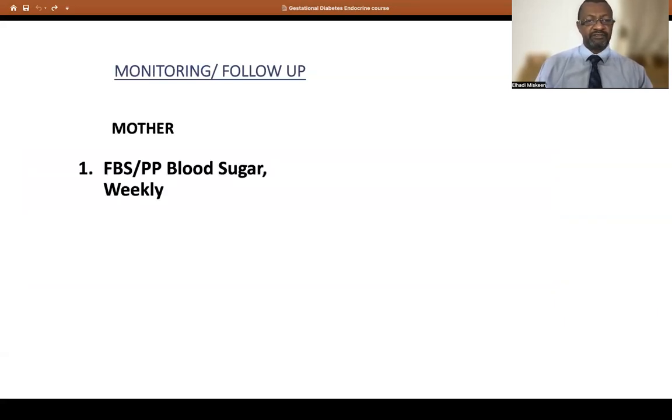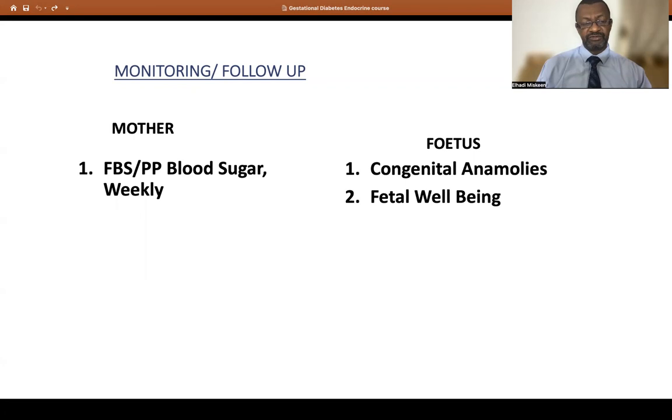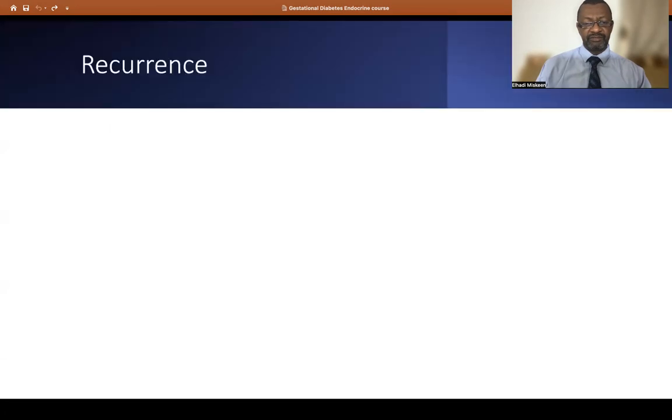The monitoring for the mother is by fasting blood glucose and postprandial blood sugars weekly. For the fetus, we should screen for congenital anomalies and fetal well-being by ultrasound, and monitor fetal growth to predict macrosomia.